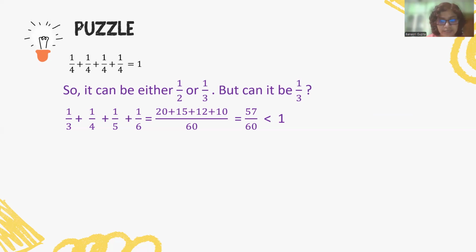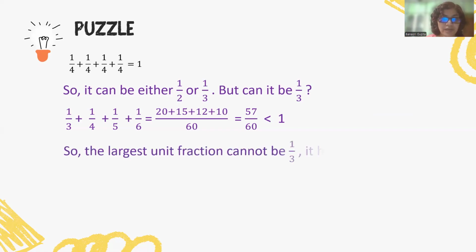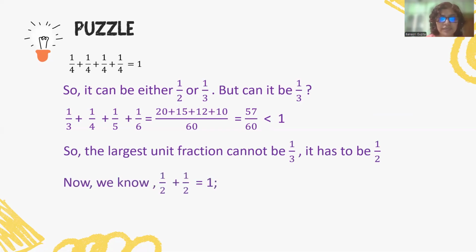So the first largest unit fraction has to be half. It cannot be 1/3, for the reason we saw. So now we know that half plus half is 1. So the first one is fixed at half. So the other 3 unit fractions must add up to half, because we need 3 more.